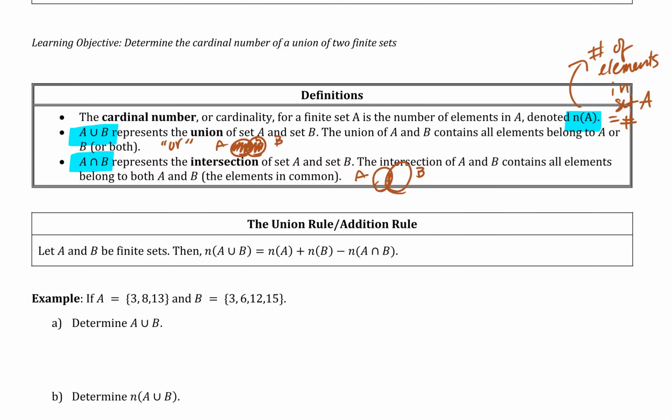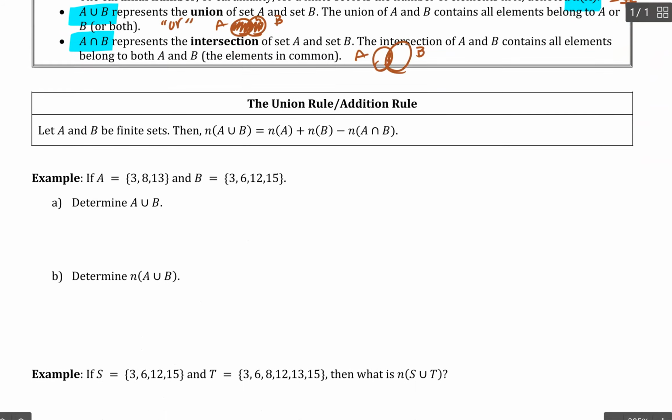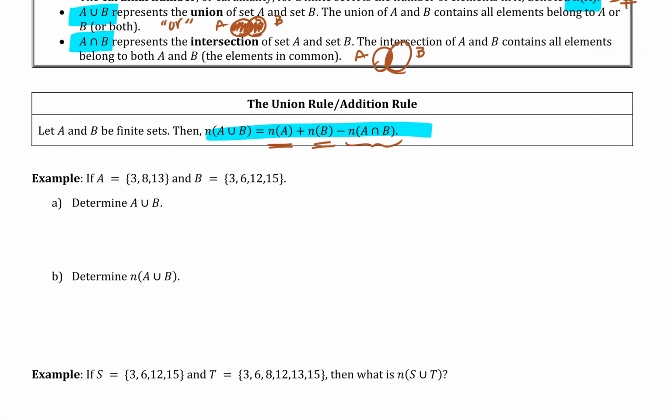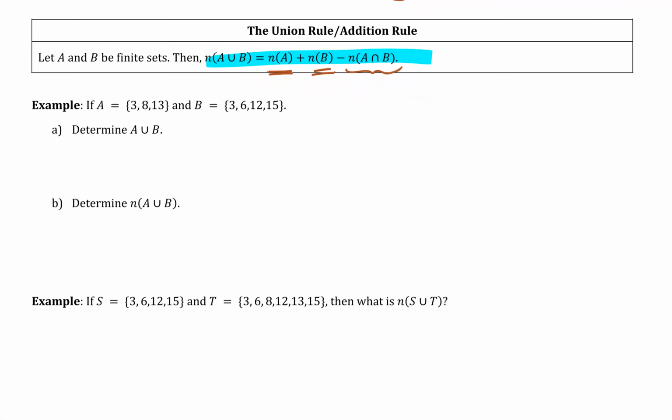All right, let's get into some examples. Before we start with these examples, there is this nice union rule or addition rule that's going to come in handy when we are dealing with some of these calculations. When you want to calculate the number of elements in the union of A and B, you can simply take the number of elements that you have in just A, add that to just the elements in B, but then you have to subtract off this piece in the middle. That's this piece right here. So we're going to keep this rule right here so that we can use it as we're working through these problems.